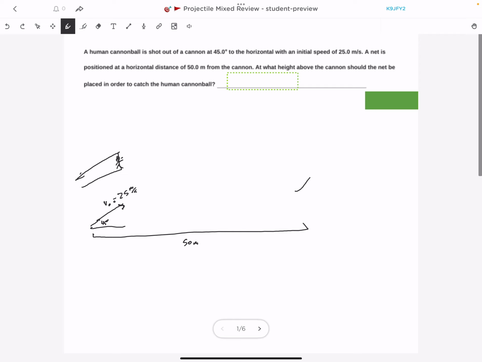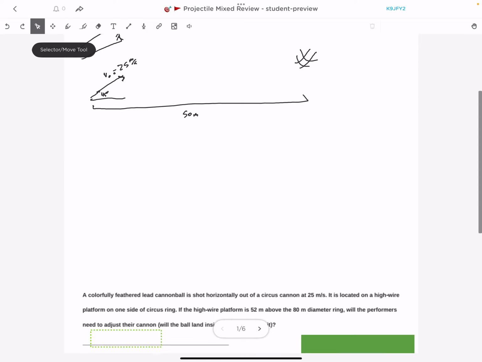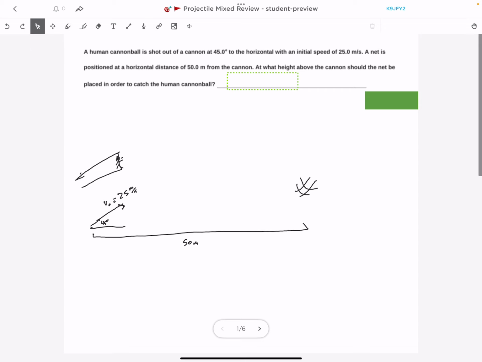All right, so here, let me draw my net. Yeah, I should be fine on space. So here we have our net, and we need to figure out what the vertical position of the net is going to be. So what is this vertical position of the net? One thing that we can do is figure out the amount of time that he's in the air. We know what the horizontal range is, and we can figure out what the velocity in the x direction is.